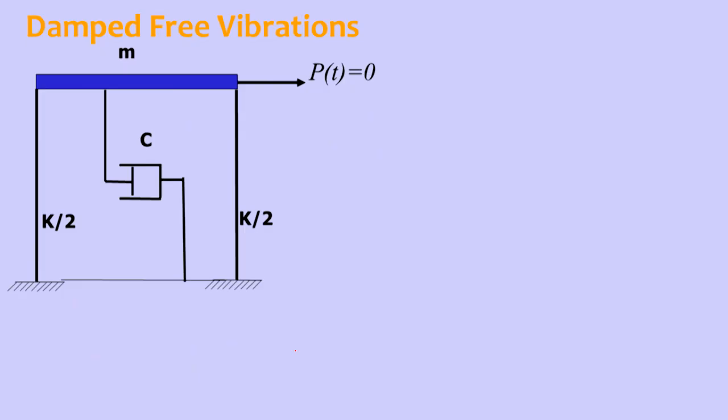This is the general diagram of vibration of a single degree of freedom system. The blue slab represents the mass m, and the columns are treated as massless, but they are resisting elements, that is, deformation resistance comes from the columns. Energy is removed by the viscous damper present in the system, and the externally applied force is 0, represented by P of t equal to 0.